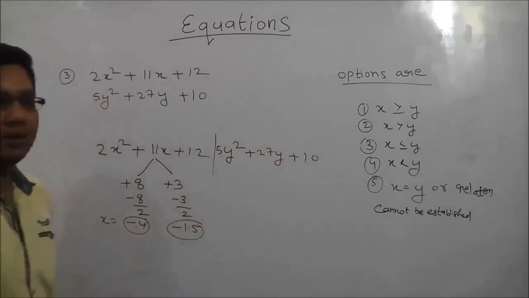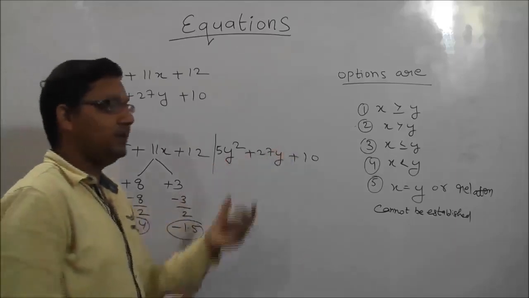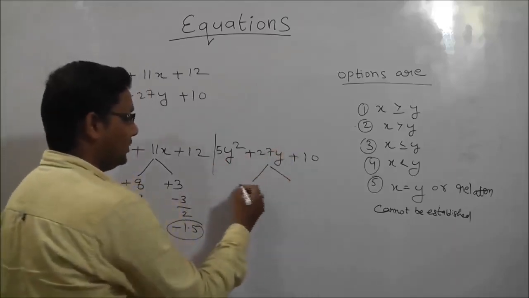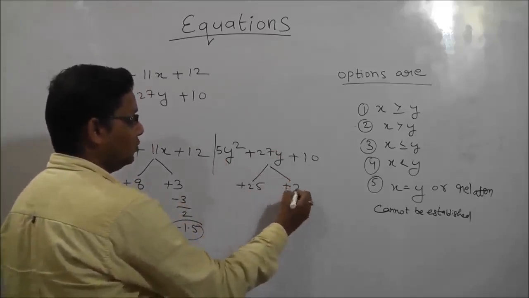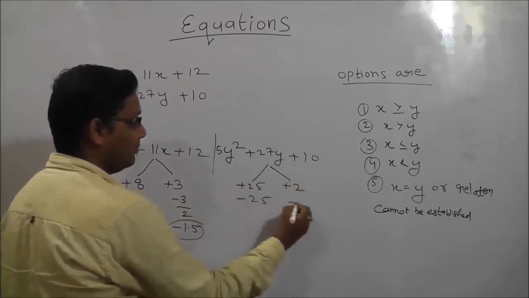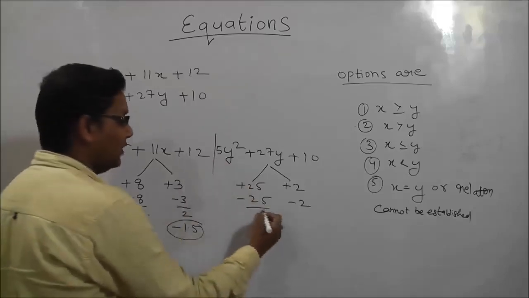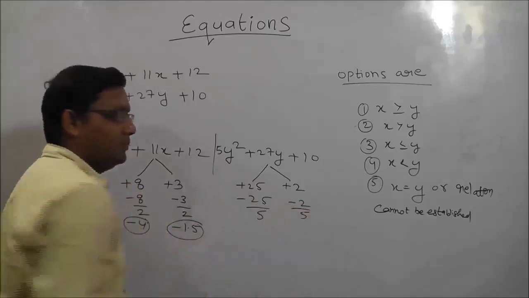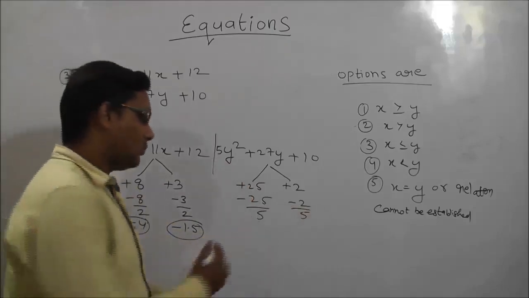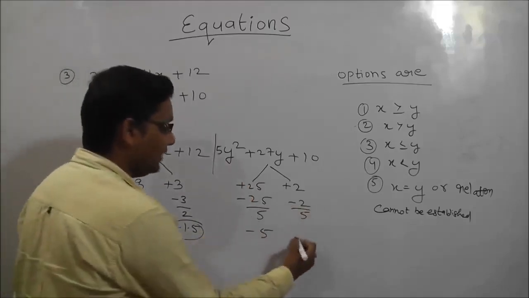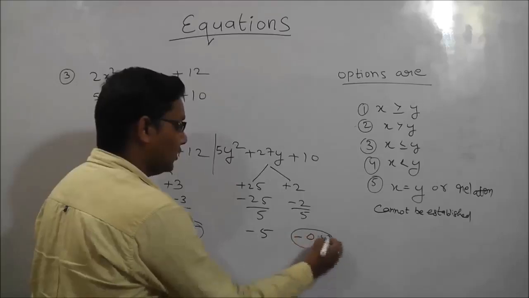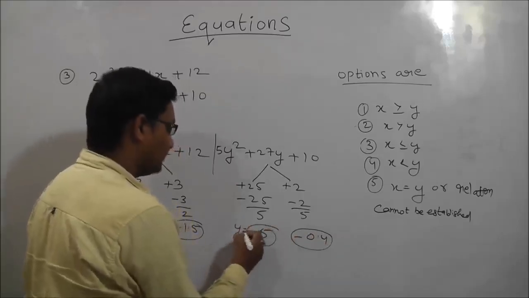We have to divide 27 so that the multiplication is 50. So plus 25 and plus 2, and that is minus 25 and minus 2, and we have to divide by 5. Now you can solve 25 by 5 and 2 by 5. What you will get is minus 5 and minus 0.4. So this is the value of y.